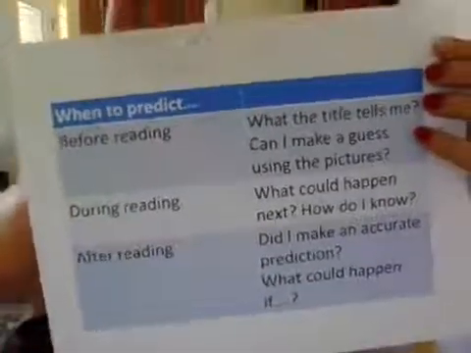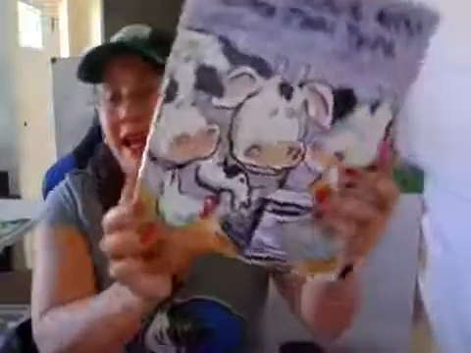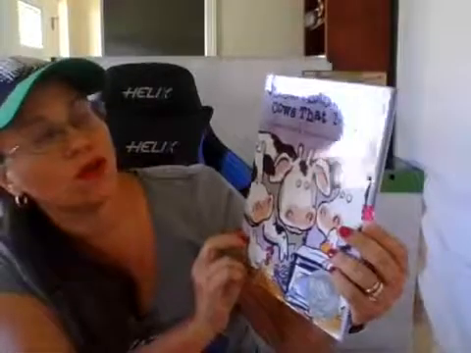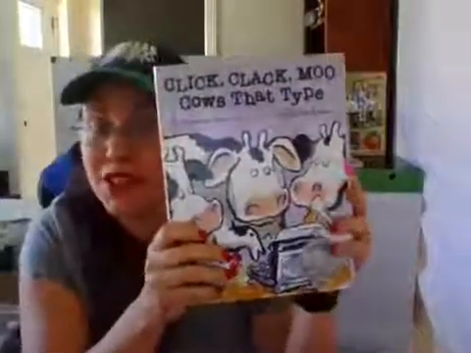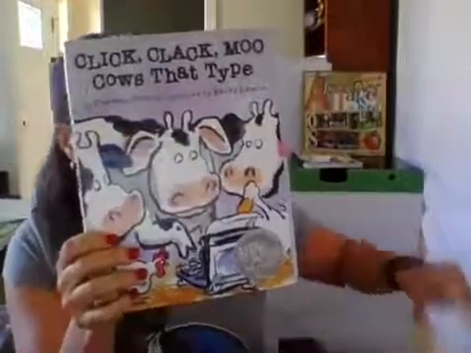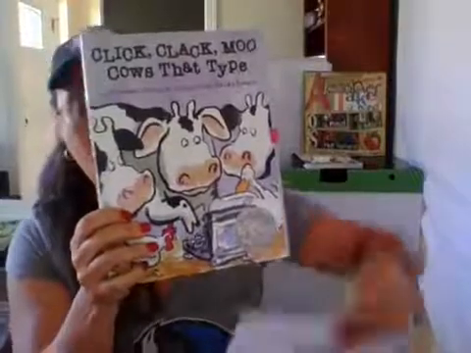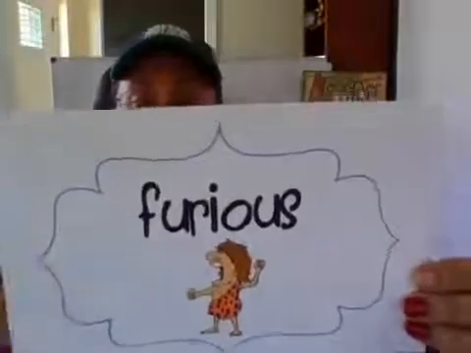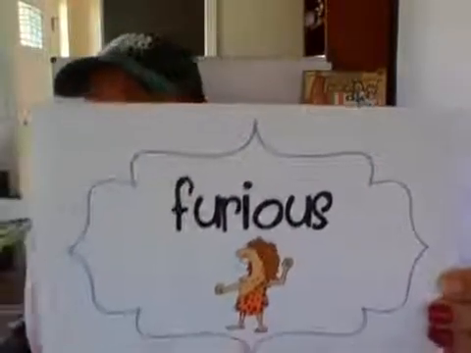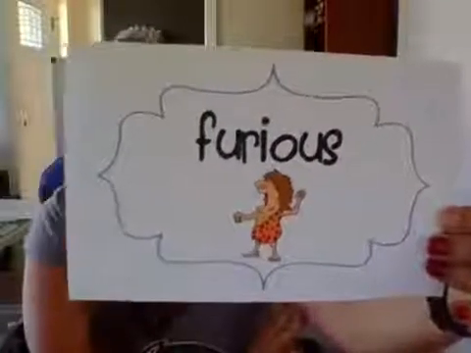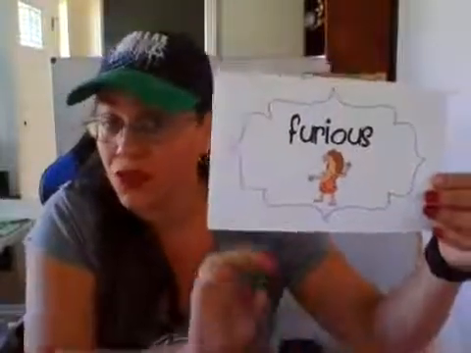What could happen if? So today we are going to be reading Click, Clack, Moo: Cows That Type by Doreen Cronin. In this book, we're going to find some interesting words. The first word that we are going to be looking at is the word furious. And the word furious is an adjective, means that is extremely angry or full of anger. And in the book, we're going to see the sentence, Farmer Brown was really furious.